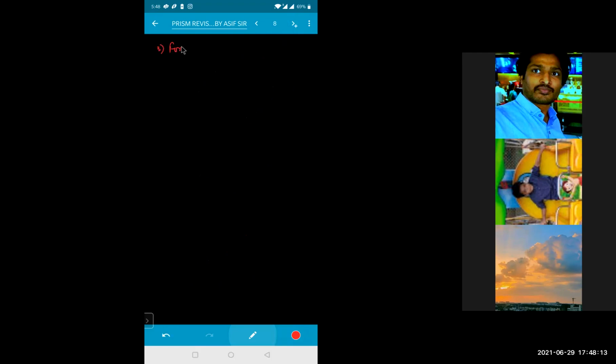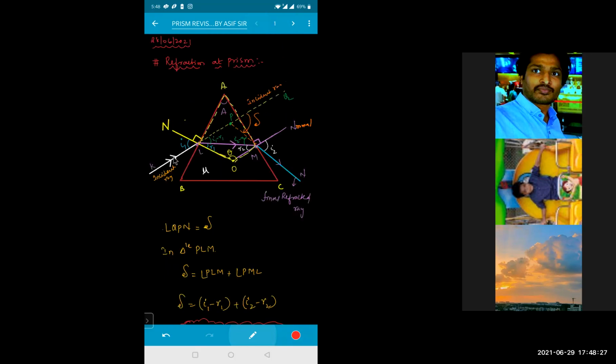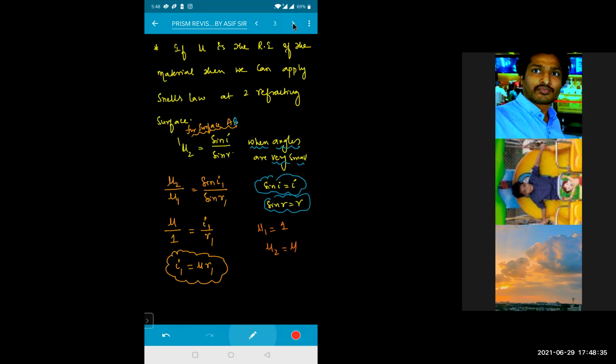For grazing incidence. Grazing incidence means it is grazing the surface of your prism. When will it graze the surface of the prism, can you tell me? When I1 slowly increases and goes up to 90 degrees. If I1 is becoming 90 degrees, then it will graze the surface, isn't it?